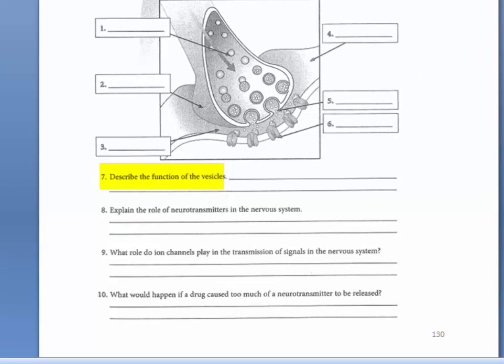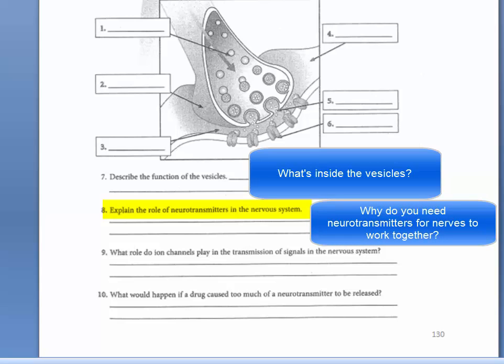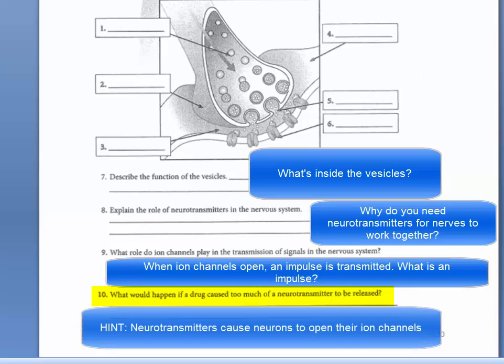Number 7. Describe the function of the vesicles. And those are the vesicles right there. 8. Explain the role of neurotransmitters in the nervous system. 9. What role do ion channels play in the transmission of signals in the nervous system? 10. What would happen if a drug caused too much of a neurotransmitter to be released?